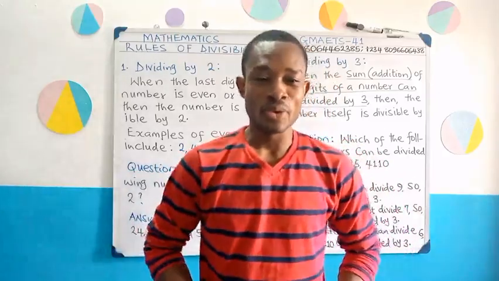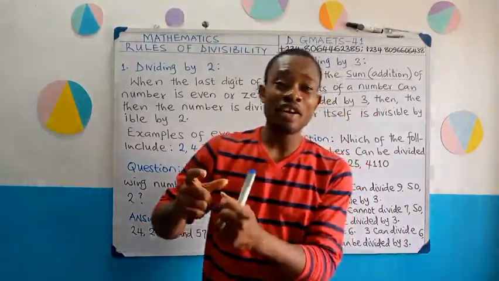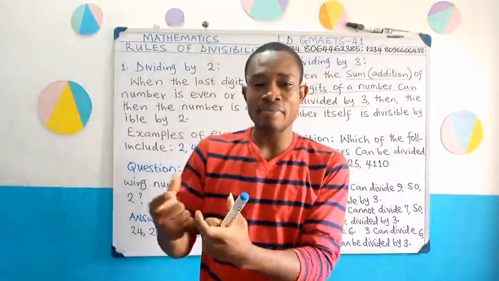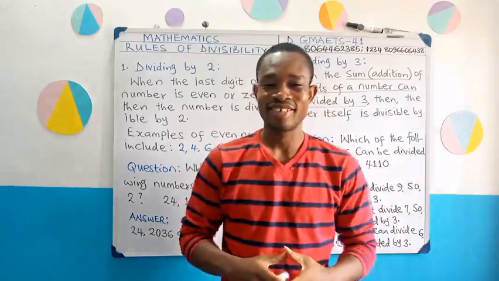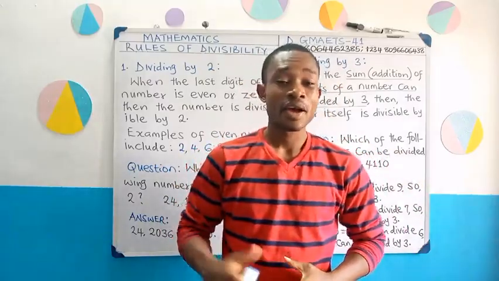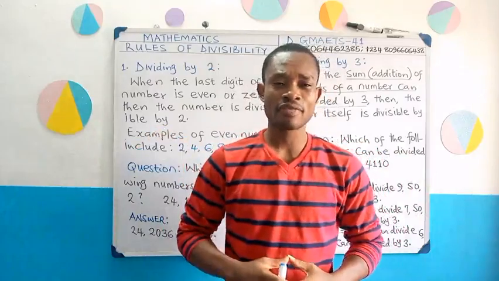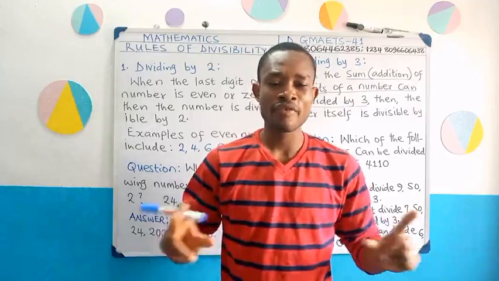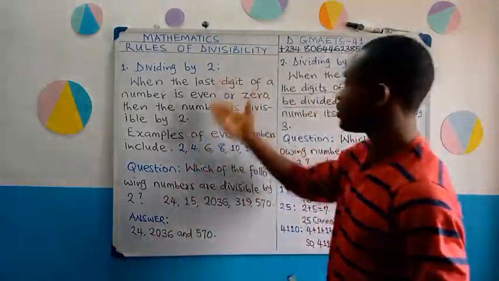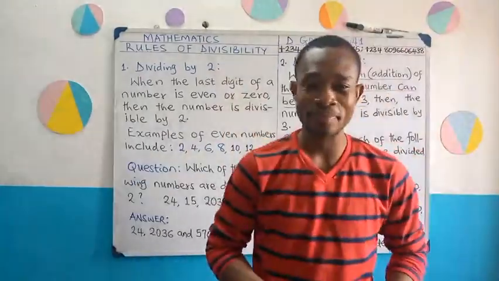Let us look at these rules. We are going to learn from dividing by 2 down to dividing by 10. Okay? On the board here, we are starting with dividing by 2. How will you know if a number can be divided by 2? So we have this short note on the board here.